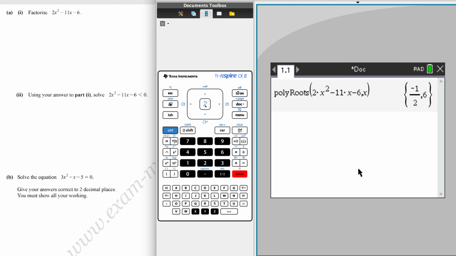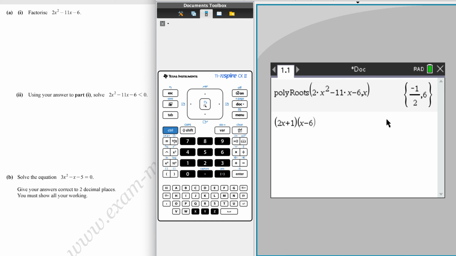How are we going to write this if we're going to show it in a factorized form? So we're going to write like this. The denominator is going to be together with the x, and if it's negative, it's going to be positive in the bracket. And if it is positive, it's going to be negative in the bracket. This is how we're going to write this as the answer.